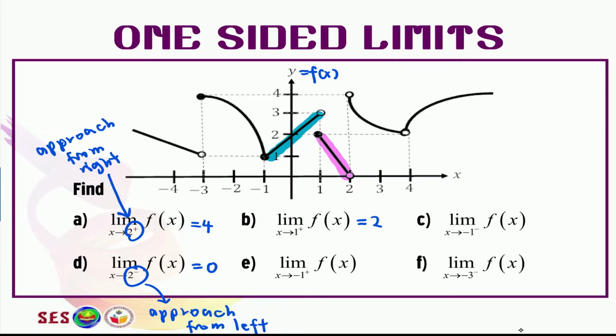Last one, we want to find the limit when x is approaching negative 1 from the right. Focus on x equals negative 1. We have two graphs around it, this and this. Since we want to approach it from the right, we're going to follow along the pink one here. And as we follow along the pink one here, it settles at the value of f(x) equals 1. So the answer here is 1.